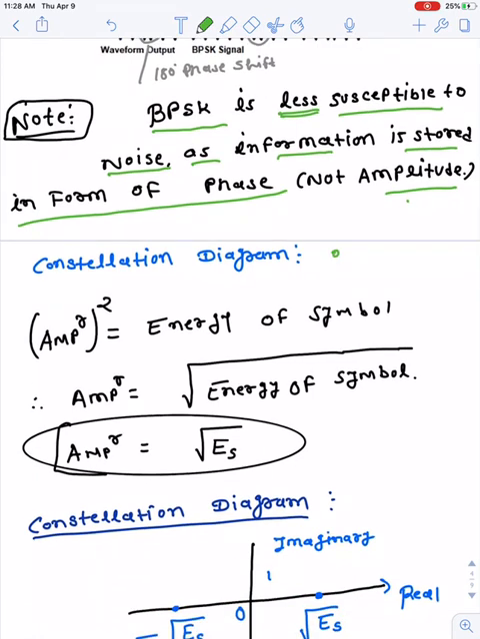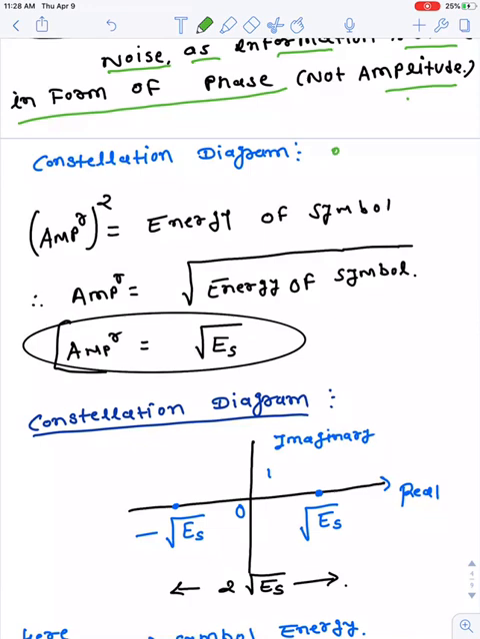Now we will learn the constellation diagram of this. For a constellation diagram, we represent both the symbols S1 and S2 with their amplitude and phase. Generally the relation between amplitude and energy is that the amplitude squared is equal to the energy of the symbol. If we define the energy of the symbol as Es, that is simply defined as energy per symbol. And here one symbol is equal to 1 bit, so energy per symbol is equal to energy per bit. But this is not the case if you move further to M-ary PSK signals, QPSK signals.